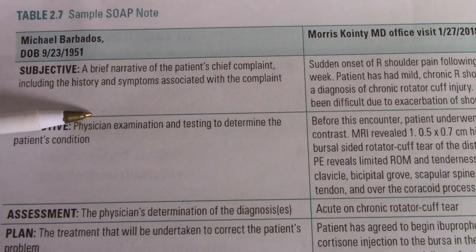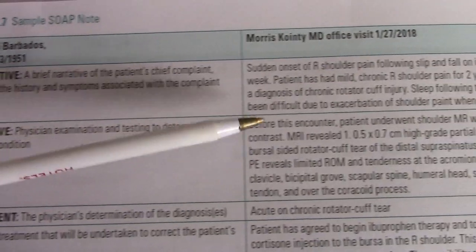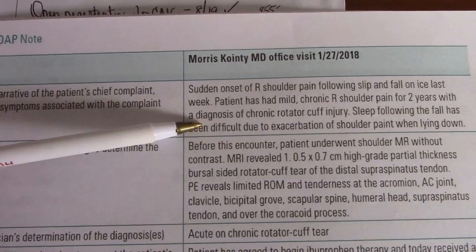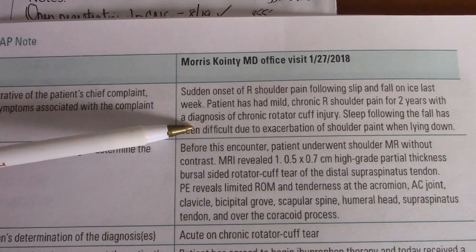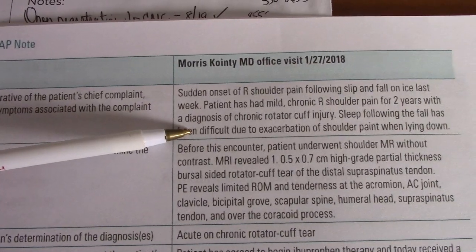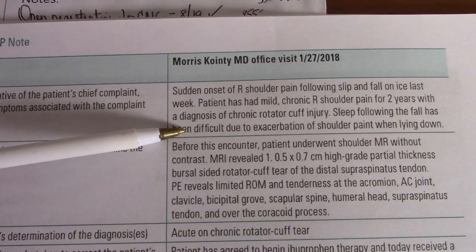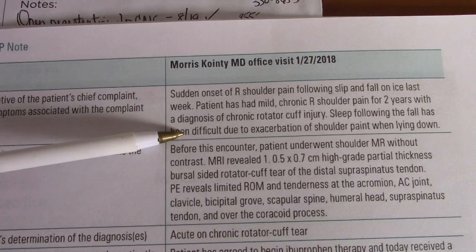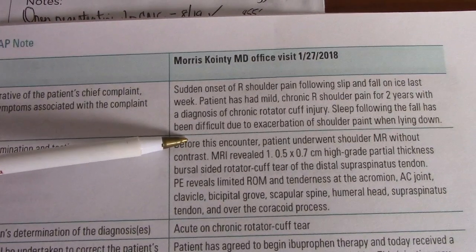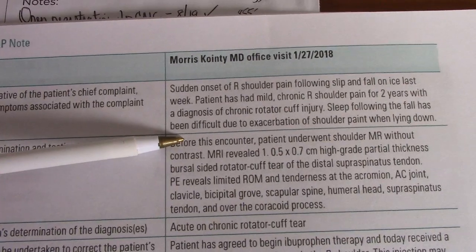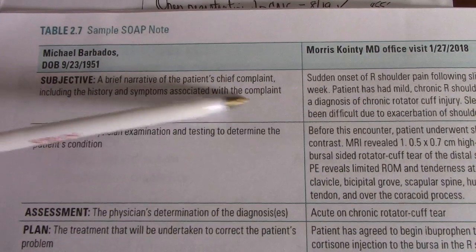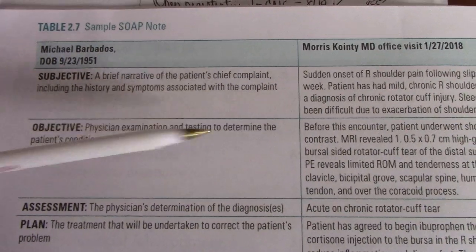and symptoms associated with the complaint. So in this case, the subjective was a sudden onset of right shoulder pain following a slip and fall on ice last week. But patient had mild chronic right shoulder pain for 2 years with the diagnosis of chronic rotator cuff injury. And sleep following the fall has been difficult due to exacerbation of the shoulder pain when laying down. So see how that's a subjective. It's describing subjectively what's wrong with your patient.